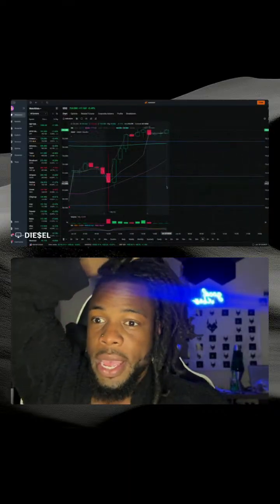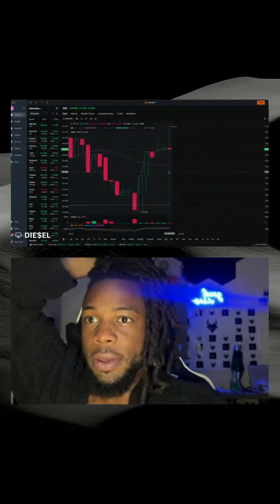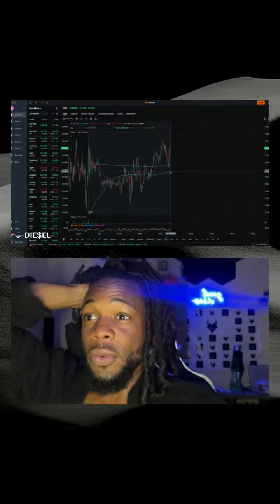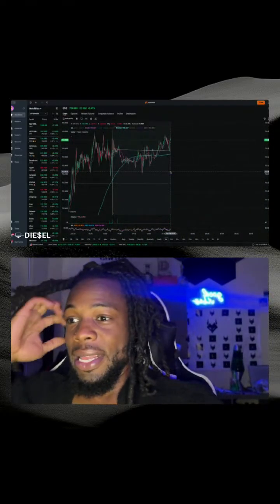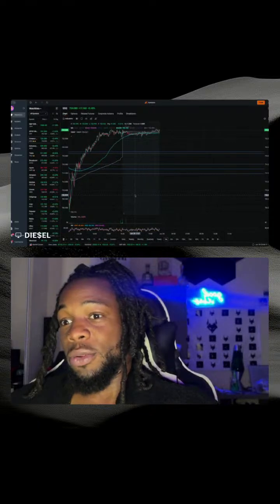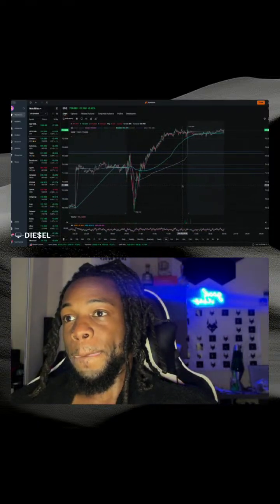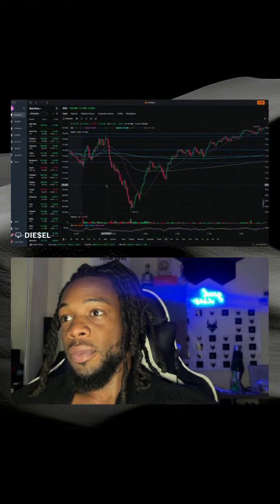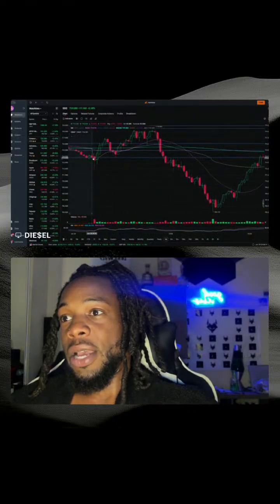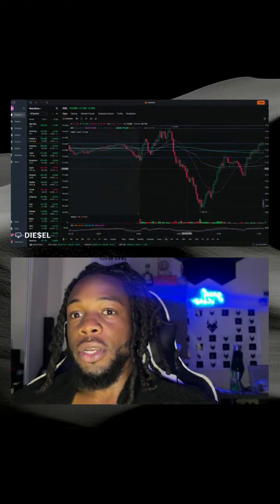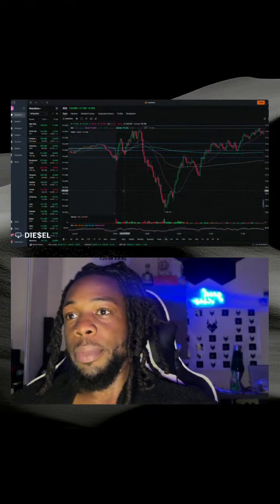So let's just go ahead and break this down really quick. Really, it's not even that much to break down. It was a pretty clean move. So we opened to the downside. We broke the blue line. It quickly reclaimed it. So this is the 1 minute chart, so we're looking at everything that happened within a minute's worth of time.